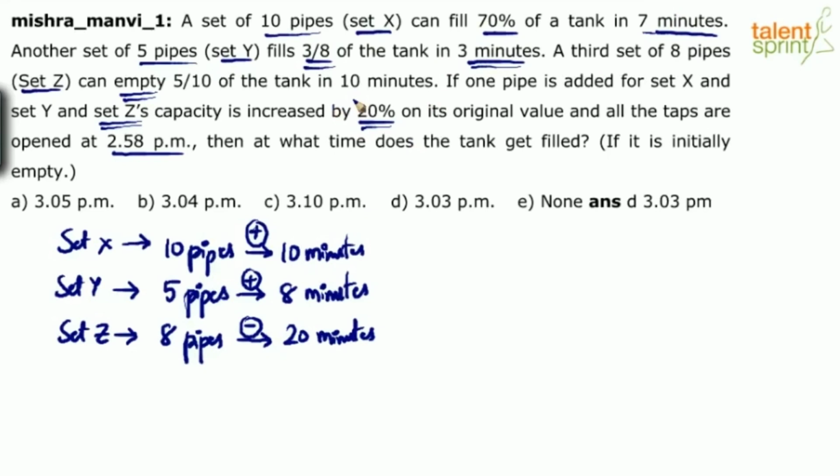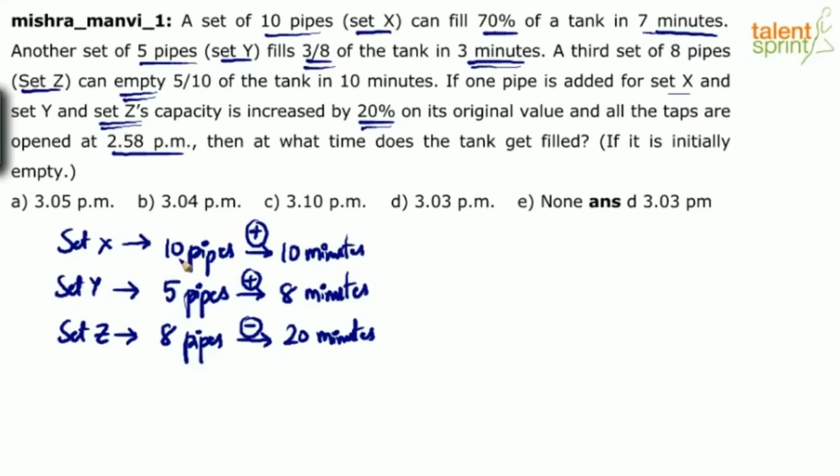Now see what happens. Now we need to do some changes. He says one pipe is added for set X and set Y. So in set X and set Y, we'll add one pipe, and set Z's capacity will be increased by 20%. Now the point is this: 10 pipes can fill the tank in 10 minutes. When one pipe is added, it will become 11 pipes. Are you able to follow? Currently set X has got 10 pipes. They can fill the tank in 10 minutes.